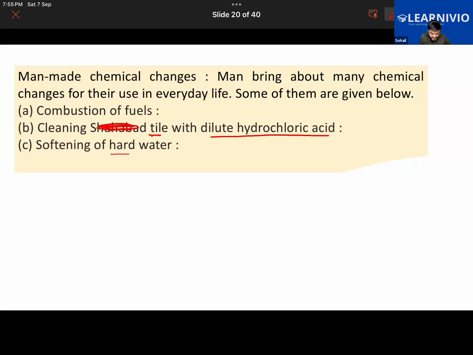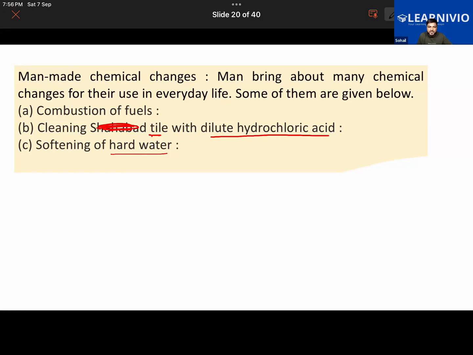Or for softening of hard water. If you ever happen to taste water which is not filtered, not cleaned, like if you drink tap water directly, or water from a well, it will be hard water. But hard water can be softened using some chemicals, like for example, calcium hydroxide. This chemical can be used to make hard water soft.